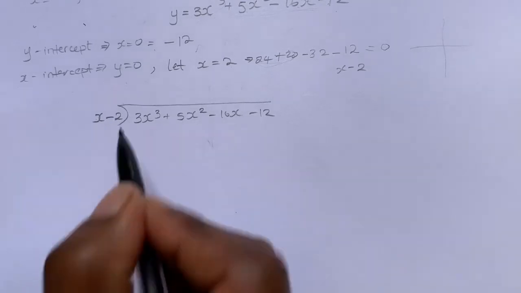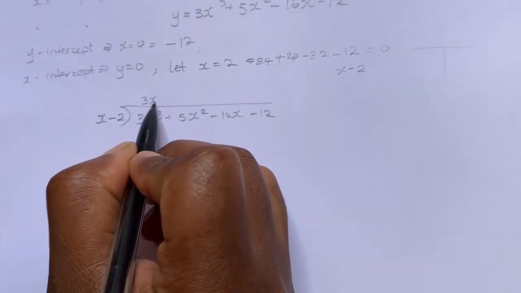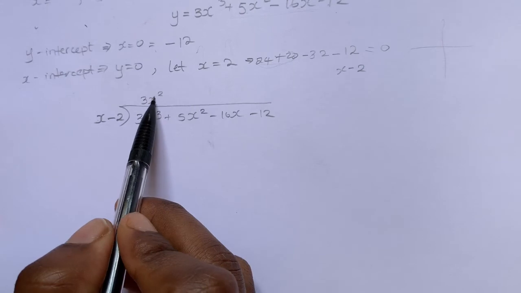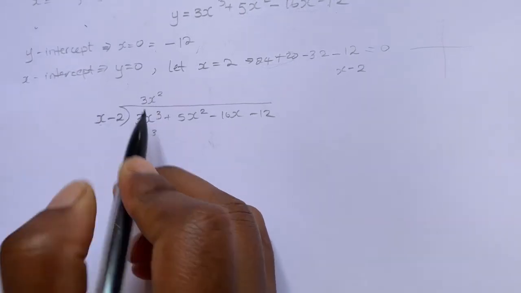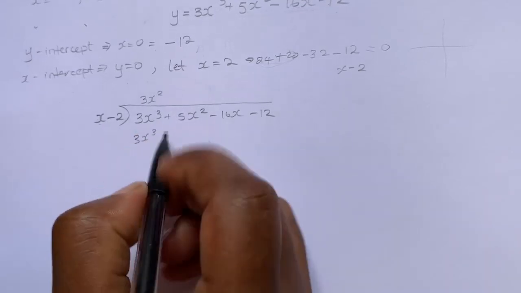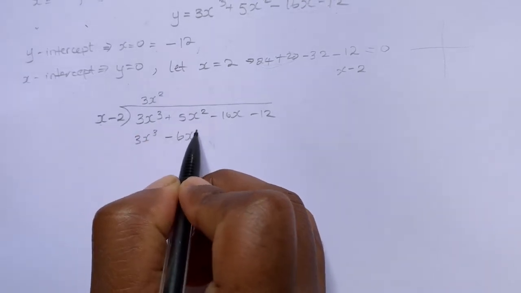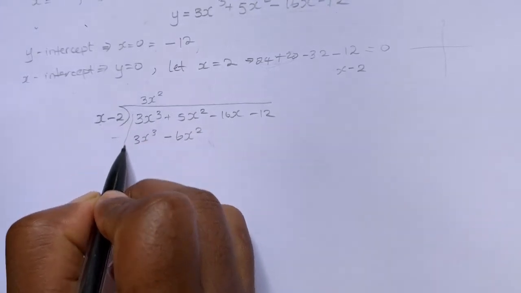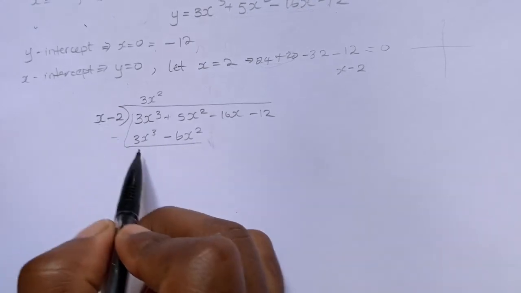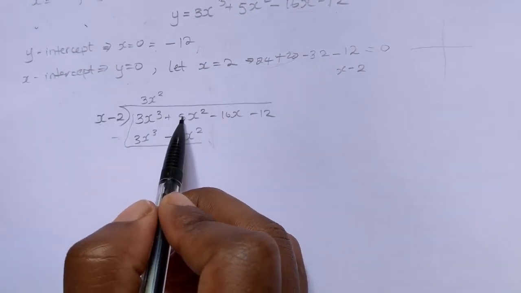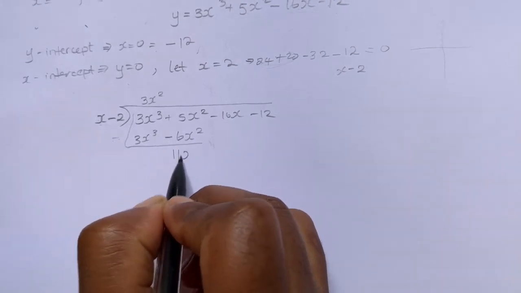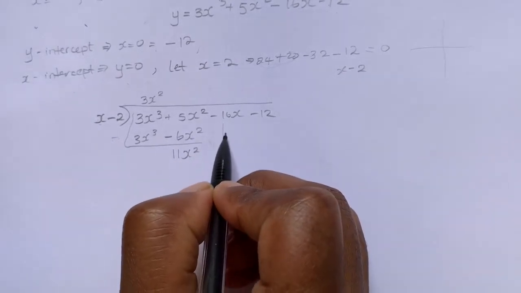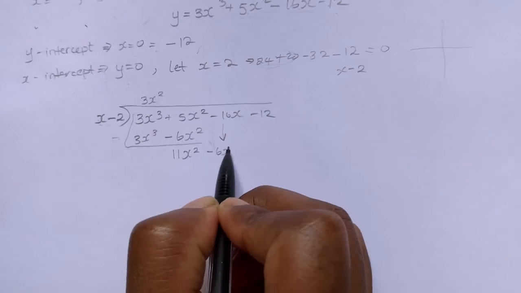X into 3x cubed is 3x squared. Multiply 3x squared by x, 3x cubed. 3x squared by negative 2, negative 6x squared. We're now subtracting. That will be a 0, and then 5 minus negative 6 will be a positive 11x squared. This negative 6x is brought down.